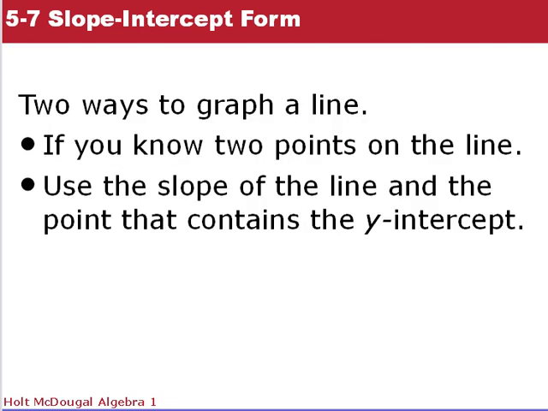So far we've had two ways to graph a line. If you know the 2 points that are on the line, we can plot those 2 points and draw a line. Or we can use the slope of the line and the point that contains the y-intercept. So there are two ways. You start with the y-intercept, plot that point, and then we go from there with the slope.